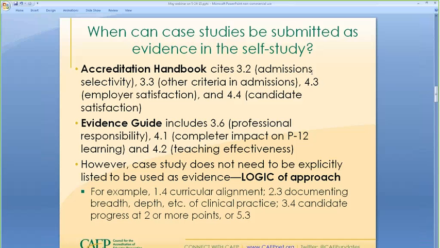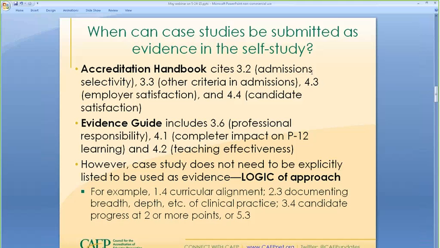4.1 is completer impact on P12 learning. I'll share with you in a minute a handout that was shared at the CAPE conference that talks about the way that a teacher, not a teacher candidate because we're talking about completers, can do a case study in her own classroom. That, too, can be used as evidence of completer impact on P12 learning in the absence of, let's say, growth models or other data that might be available. If it's not available, then case study may be an approach that you would like to adopt.